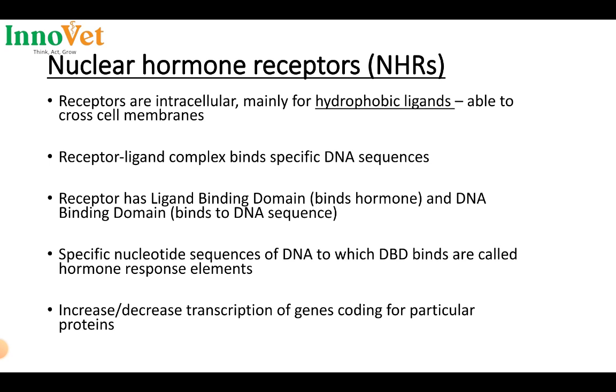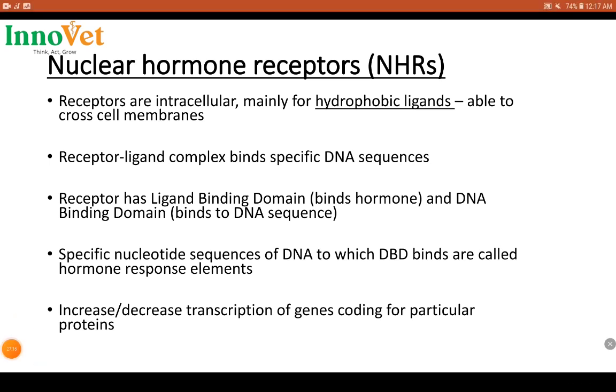So the specific nucleotide sequences of DNA to which the DNA binding domain binds are called hormone response elements. The hormone response elements are just those specific sequences in the DNA to which the DNA binding domain is going to bind to. Remember, we said the DNA binding domain is part of the receptor because it's made of a DNA binding domain and the ligand binding domain.